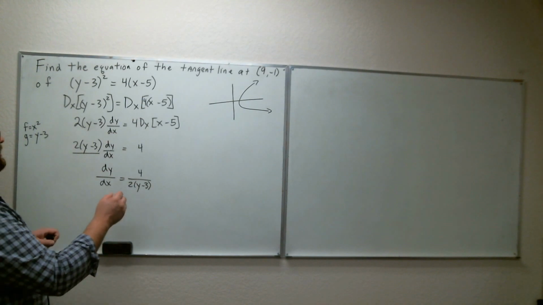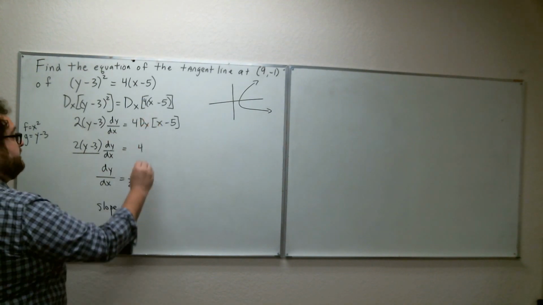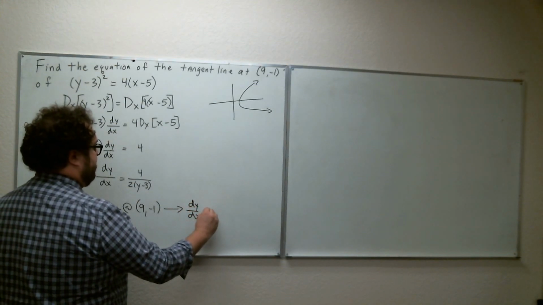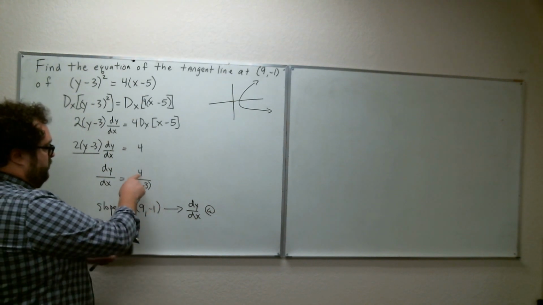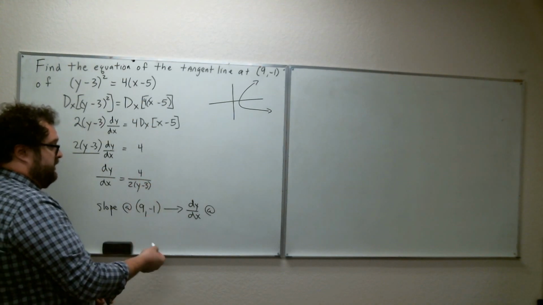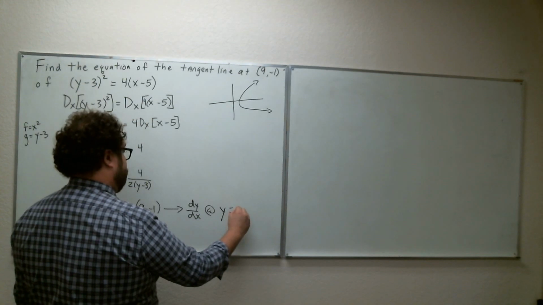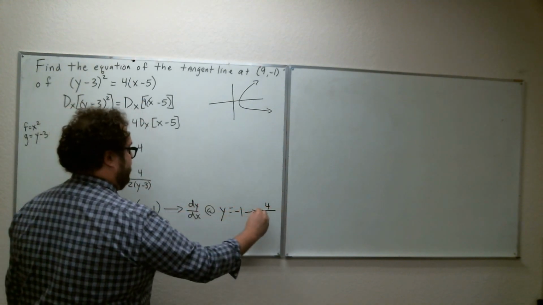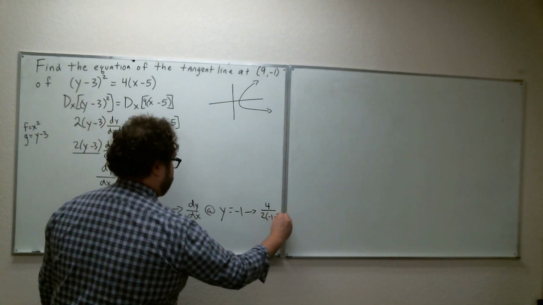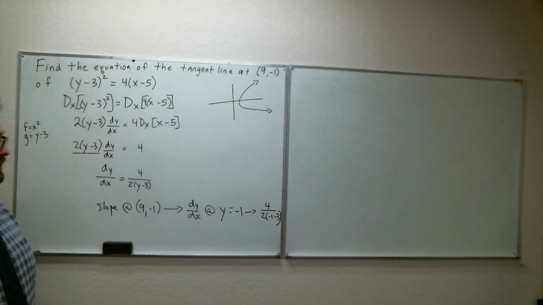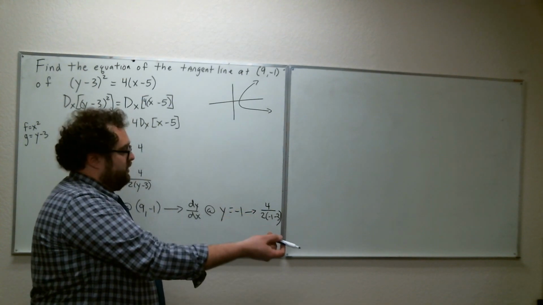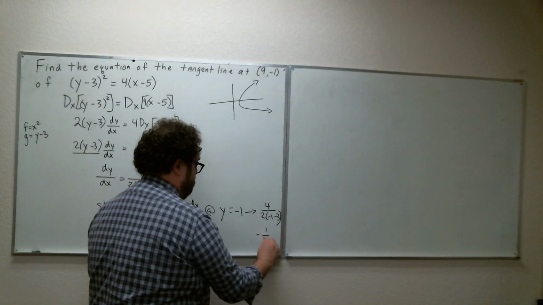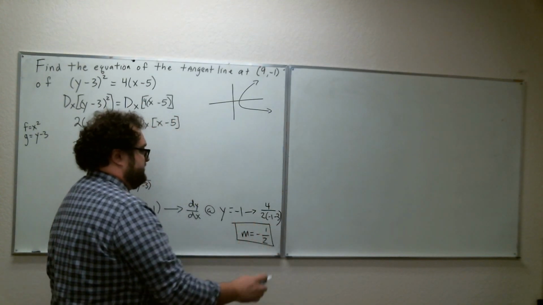So what we want to do is find the slope at 9 comma negative 1, which is given by dy over dx evaluated at this point. Now, we only have y's in there, so we only plug in our y value. So at y equal negative 1, which is 4, divided by 2 times negative 1 minus 3. Almost ran out of room there. Okay, so negative 1 minus 3 is negative 4. So 4 over negative 4 is negative 1. So we get negative 1/2. So our slope is negative 1/2.